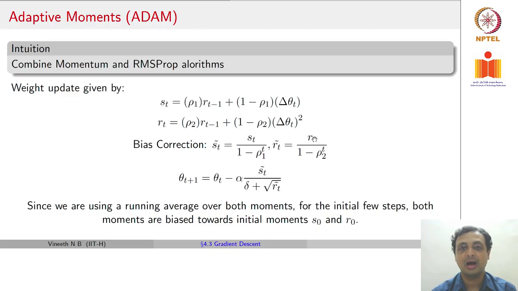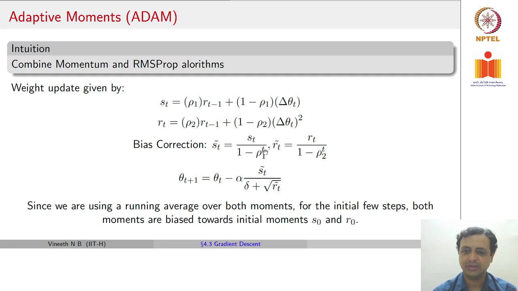Similarly, RT tilde will be RT divided by 1 minus rho 2 power t. What does this do? If rho 1 is 0.9, remember 1 minus 0.9 is 0.1. So ST divided by 0.1 will now increase it tenfold. So by whatever fold it was reduced here, it's now going to increase it by tenfold in the initial iteration.